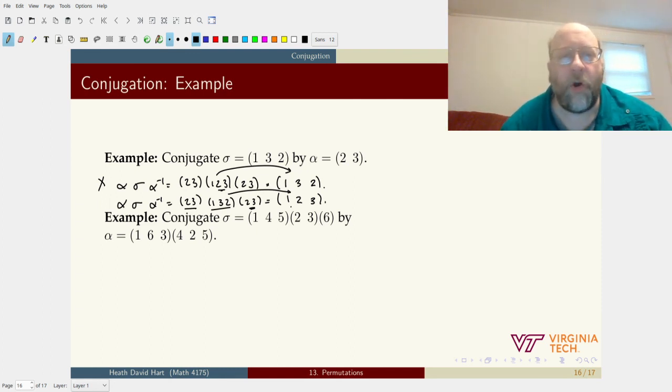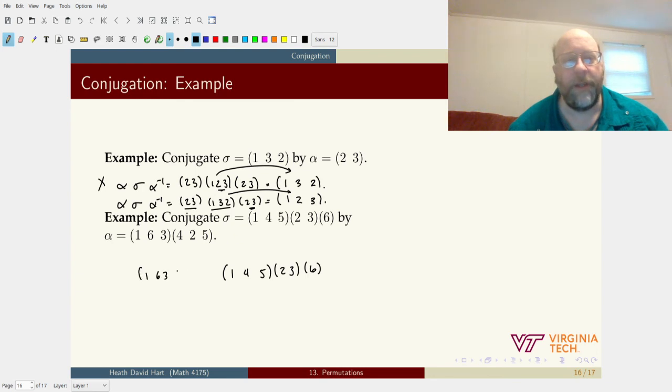So let's do a harder one. Let's do 1, 4, 5, 2, 3, and then 6. All right, so that's the one in the middle. By this permutation, alpha, which is 1, 6, 3, 4, 2, 5, and on the other side, I have to put alpha inverse.